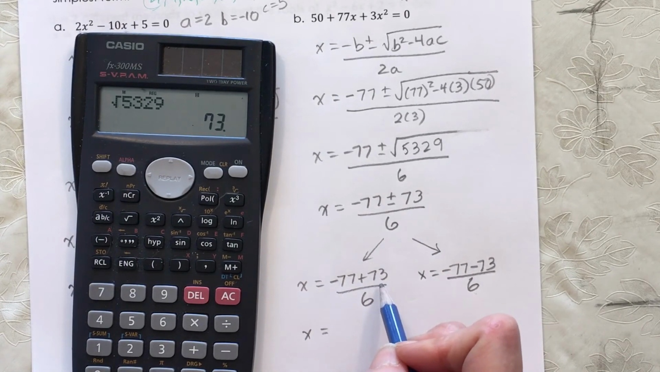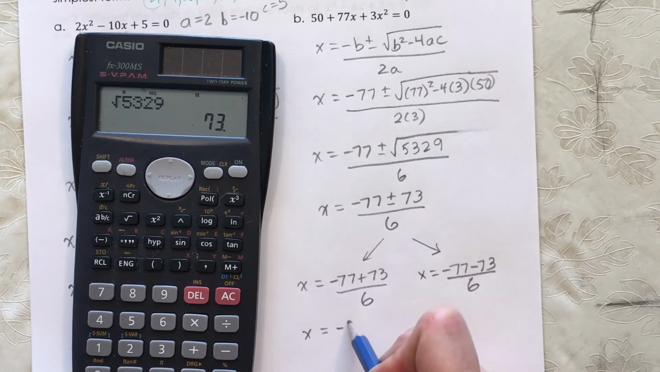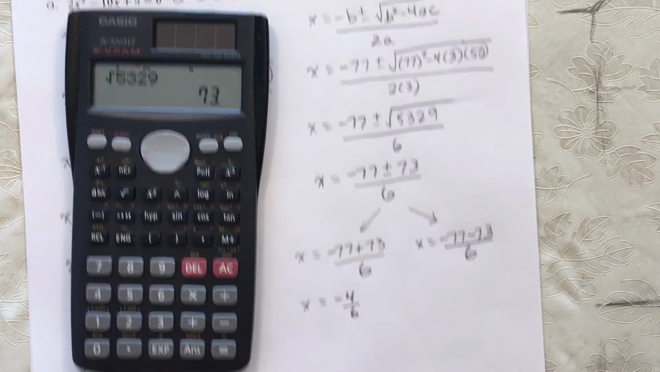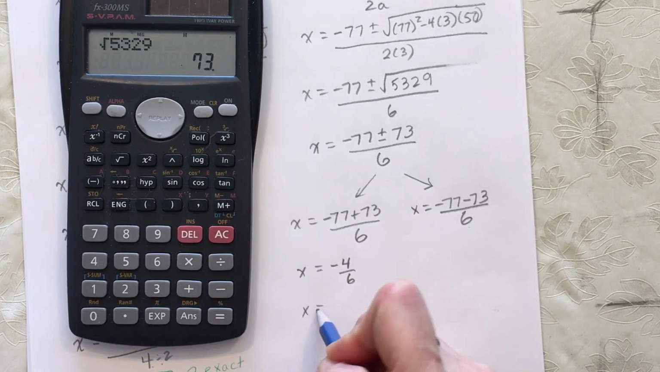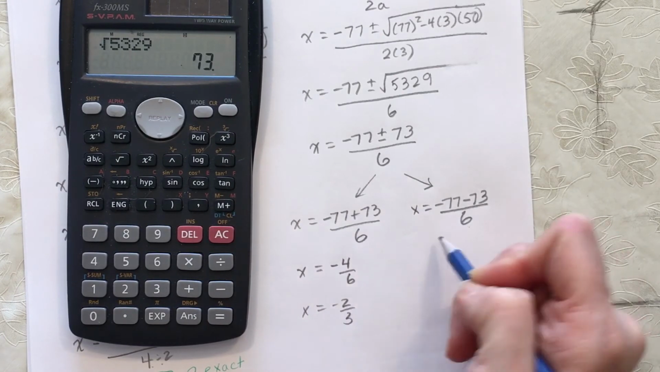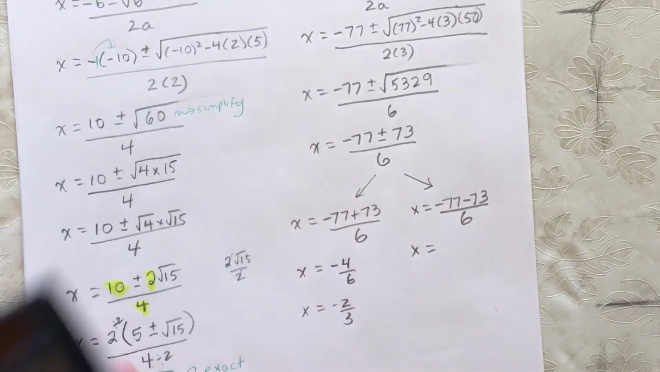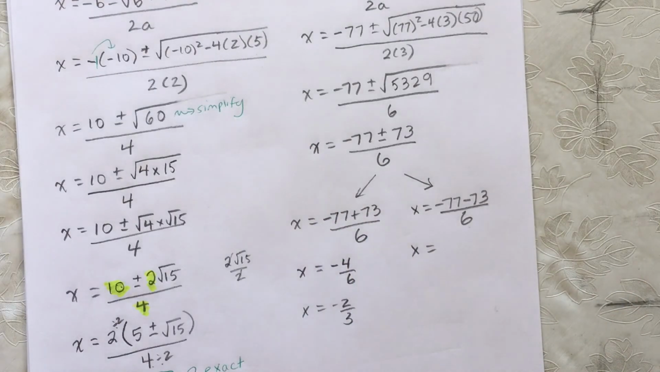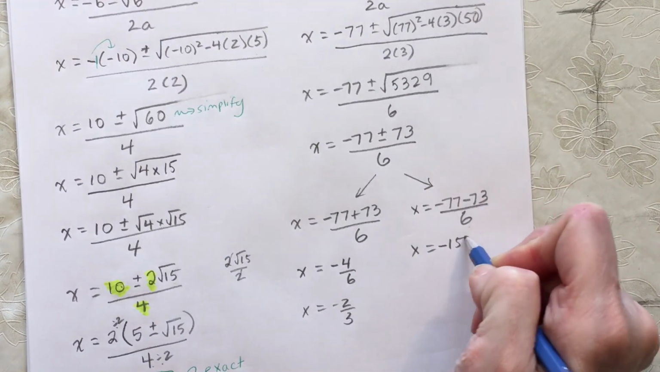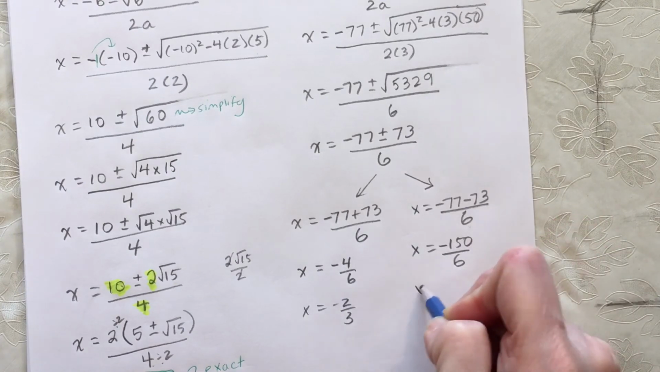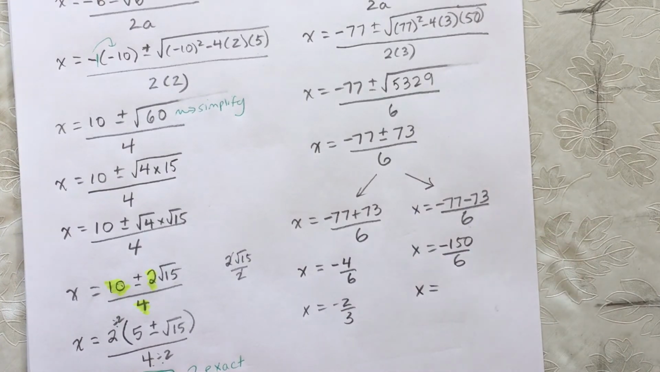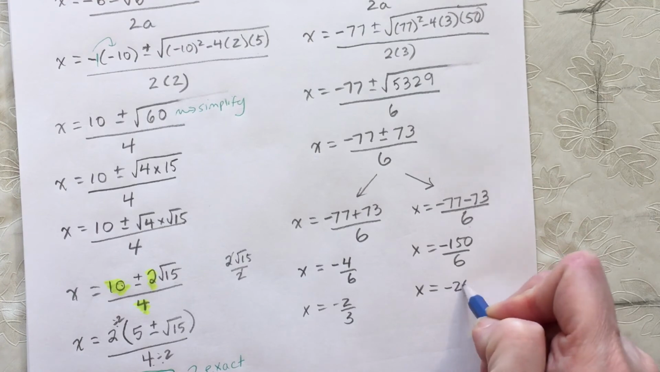So that's going to be negative 4 over 6. But that reduces to negative 2/3. And then for this one, negative 77 minus 73 is negative 150 over 6, which is exactly negative 25.